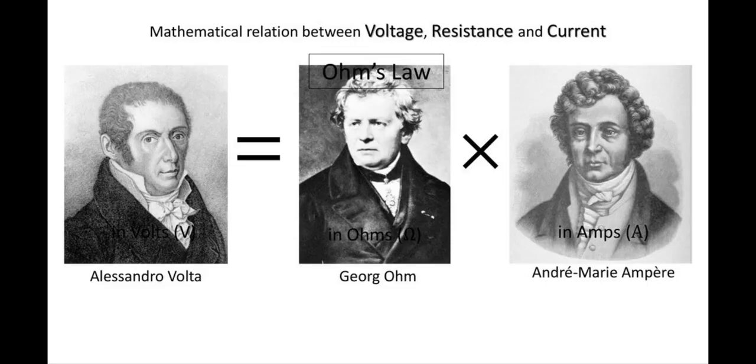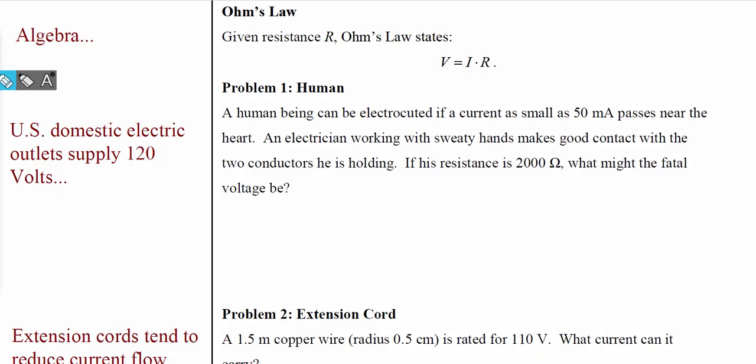The second equation is known as Ohm's law and relates the electrical properties of voltage and current. In problem 1, we explore the idea of human resistance to electricity. A human being can be electrocuted if a current as small as 50 milliamps passes near the heart. An electrician working with sweaty hands makes good contact with the two conductors he is holding. So here we have a resistance of 2000 ohms.